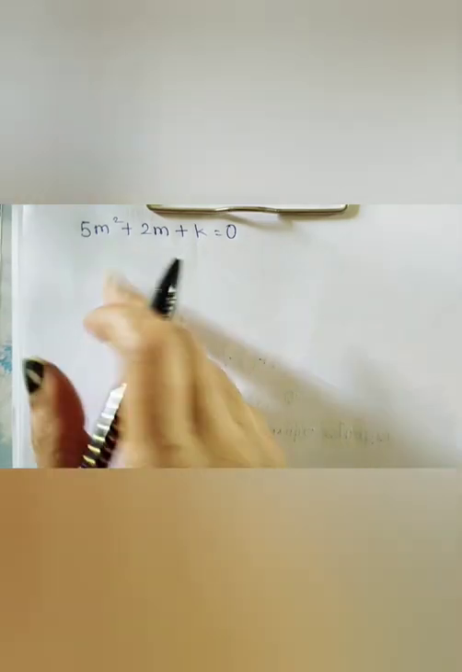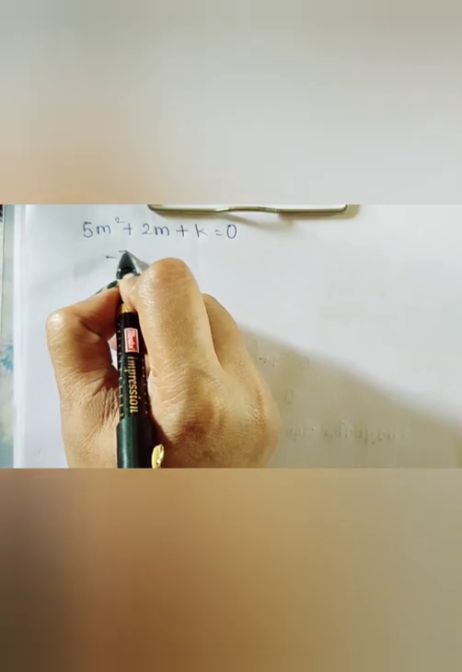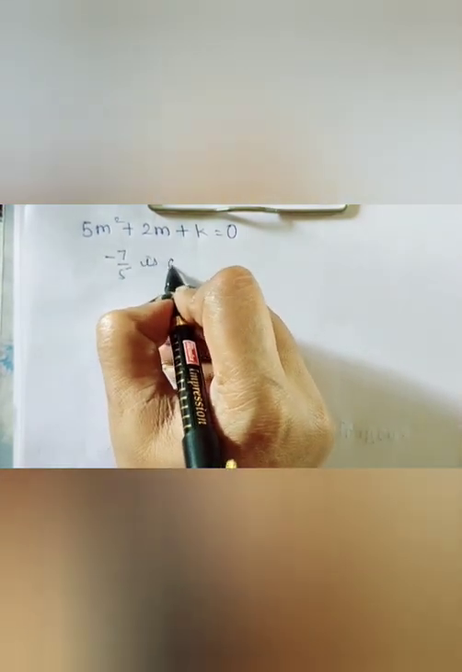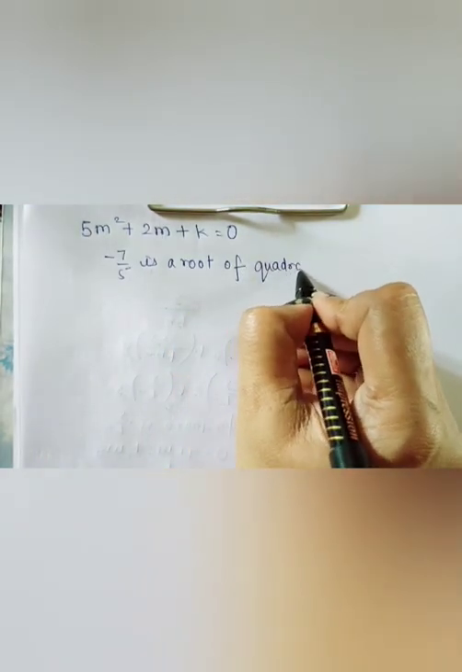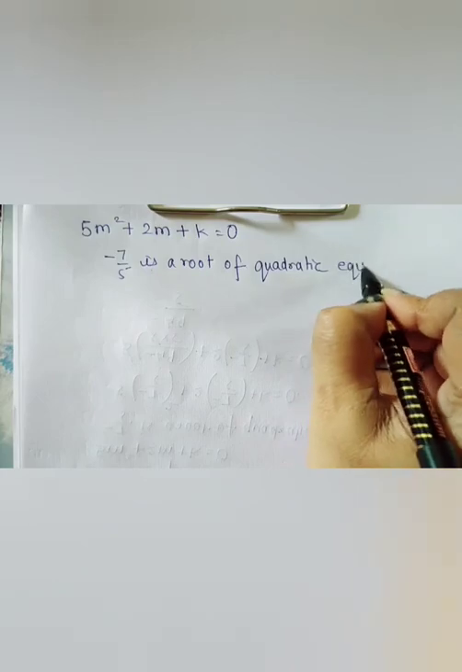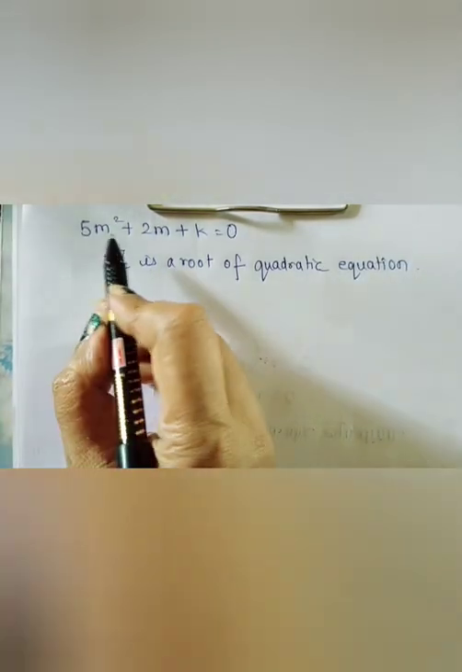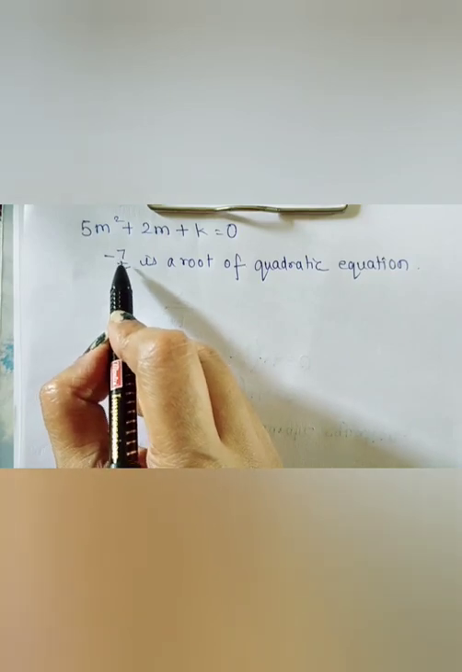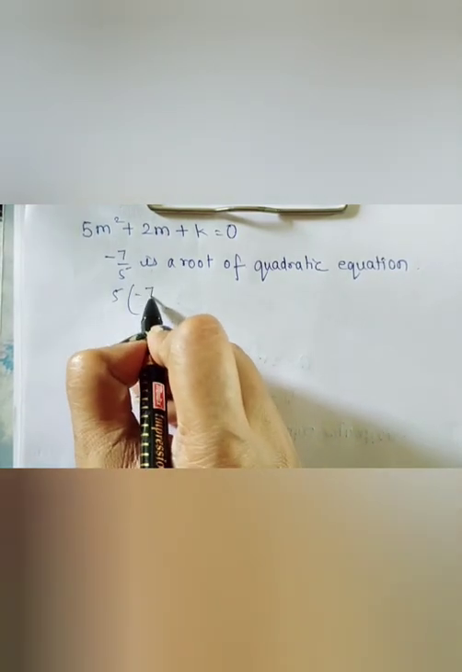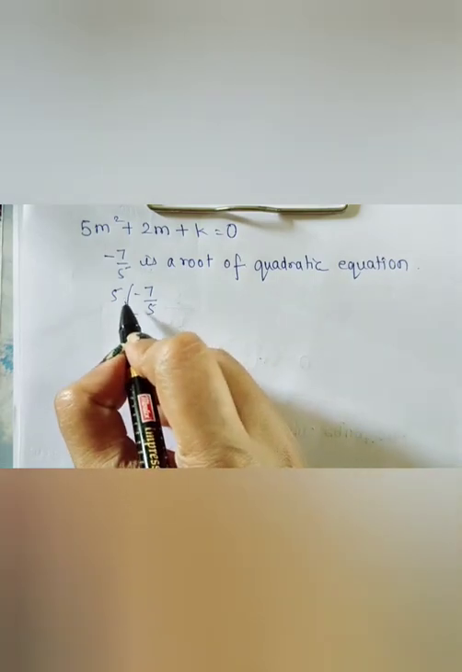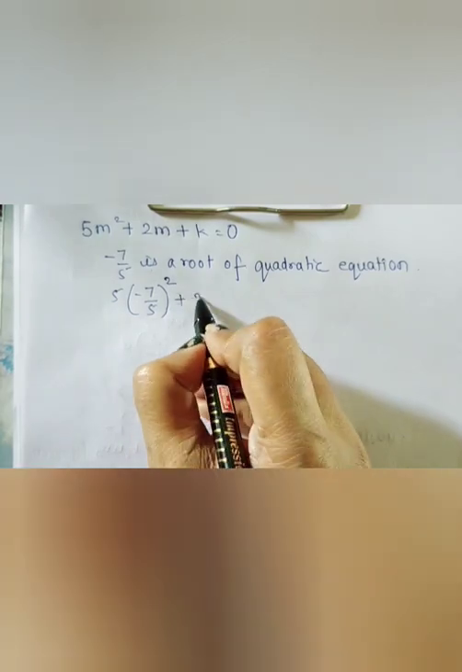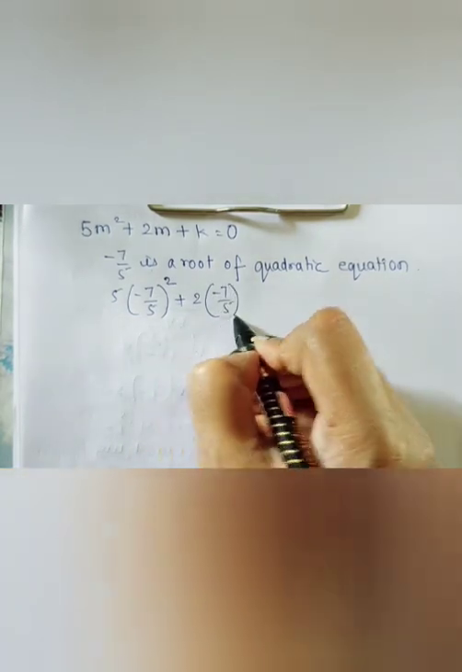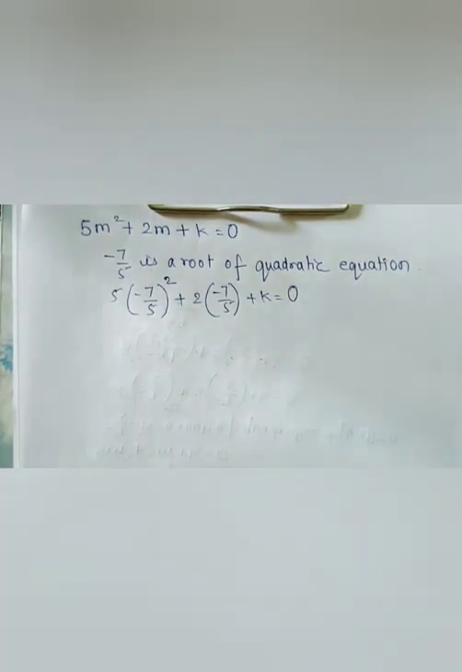Now we are going to solve the next question. Our equation is 5m square plus 2m plus k equal to 0. Now we are given that minus 7 upon 5 is a root of the quadratic equation. In place of m we are going to substitute minus 7 upon 5. So 5 times minus 7 upon 5 square plus 2 times again minus 7 upon 5 plus k equal to 0. Got it?